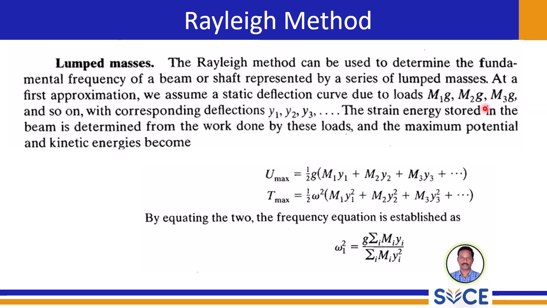Let's assume that the system deflects statically under the influence of the weight of the lumped masses. That is, the weights are M1g, M2g, M3g and so on, and the corresponding deflections are y1, y2, y3. Based on this assumption, we can determine the maximum potential energy stored in the system and the maximum kinetic energy stored during vibration.